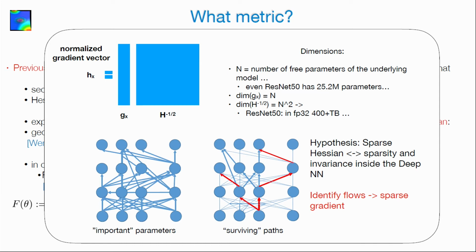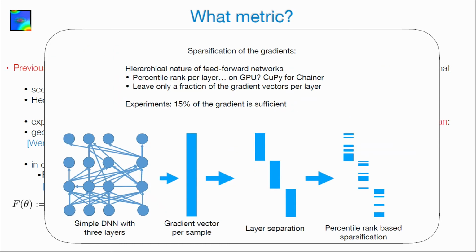So the idea was to do that. We can start with a simple 3-layer neural network. So the first layer, second, third one. This is the gradient vector per sample. We can separate the layers. And after that, we just sparsify based on the percentile rank. So we leave only 15% of the gradient values based on their rank, based on their absolute value. That means that we just keep the most important directions, okay?